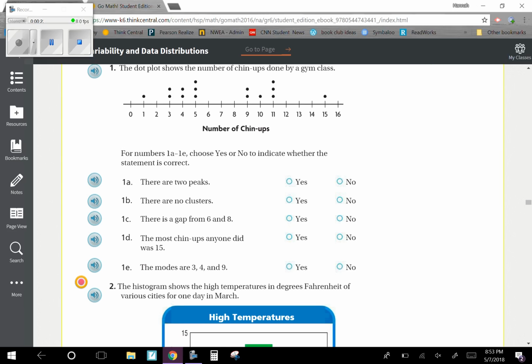There are 2 peaks. A peak is the highest point, the highest point of the dot plot. And if we look here, it says that 5 and 11 both had 3 people that did those number of chin-ups, which means both of those are the highest point. So that would make 2 peaks. So that would be yes.